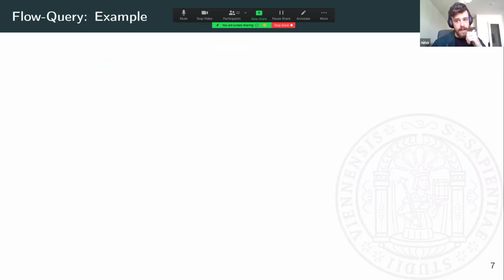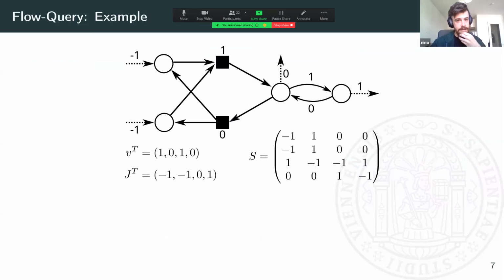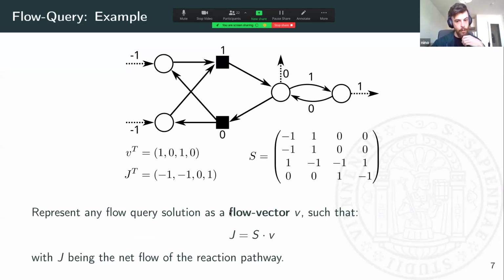A quick example of what these hyperflow queries are doing. So basically, you can get for a chemical reaction network all the information of which reaction is firing and how often. And this you can then condense into a flow vector v that contains all this information, such that when you multiply this flow vector with the stoichiometric matrix, you get the net flow from these reaction pathways.